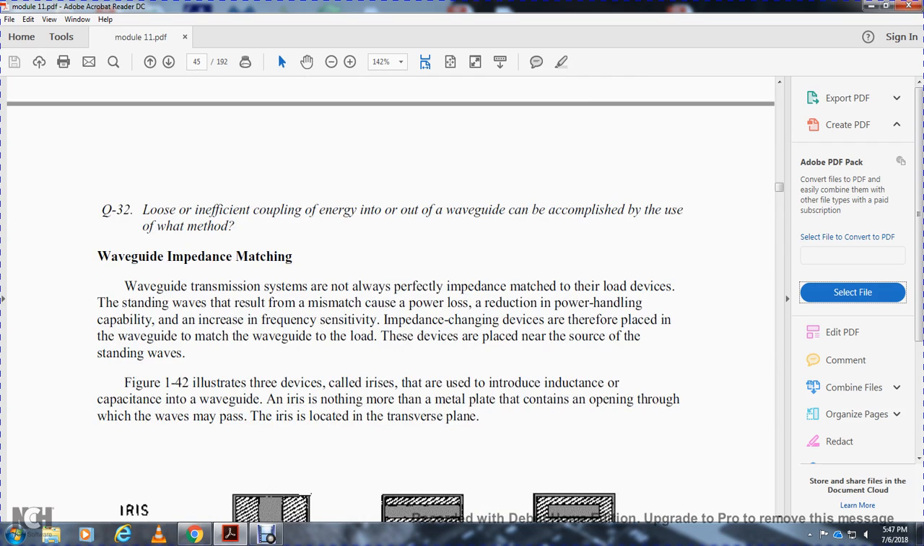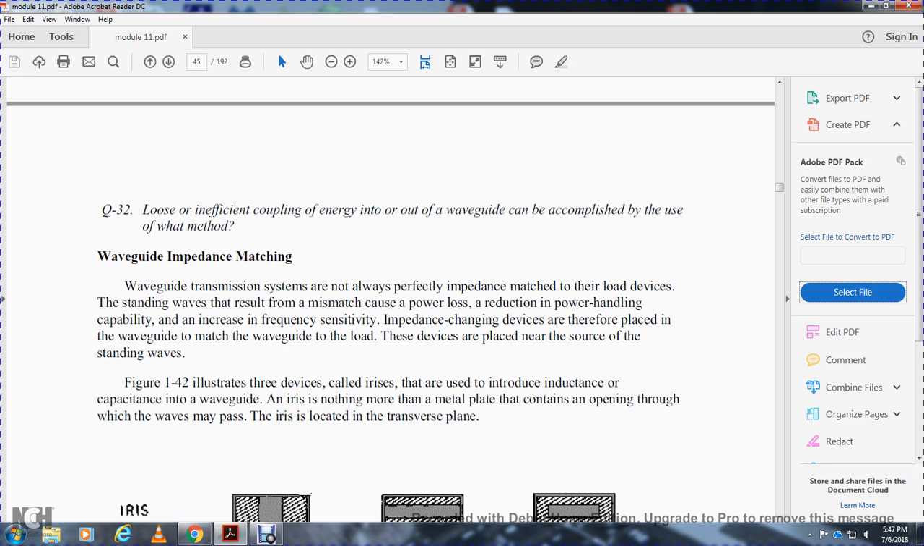Alright, waveguide impedance matching. Waveguide transmission systems are not always perfectly impedance matched to their load device. Standing waves resulting from the mismatch cause power loss, a reduction of power handling capability, and increased frequency sensitivity. To match the impedance, a device is placed in the waveguide near the load or the source, and it is called an iris. Irises also introduce inductance and capacitance into the waveguide.